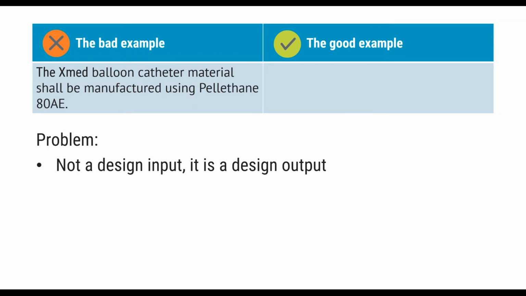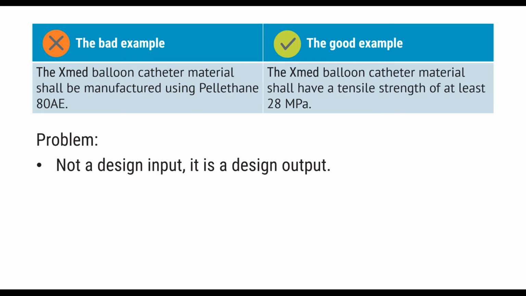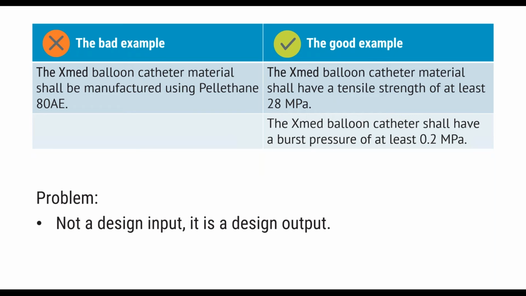So what you should have done is to place this requirement on the drawing, more or less, not in the product requirement specification. So instead, maybe the design input requirement should have been that the XMED balloon catheter material shall have a tensile strength of at least 28 megapascals, or there is even a better one. The XMED balloon catheter shall have a burst pressure of at least 0.2 megapascals. Then the design engineers would select polyethylene based on this requirement and others that apply.